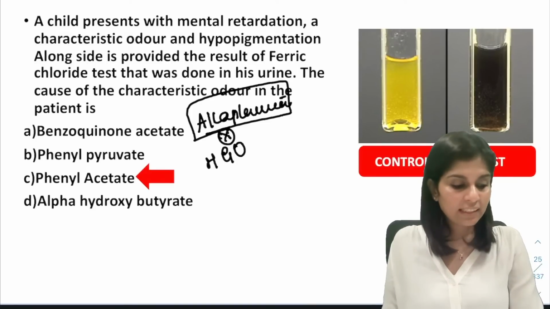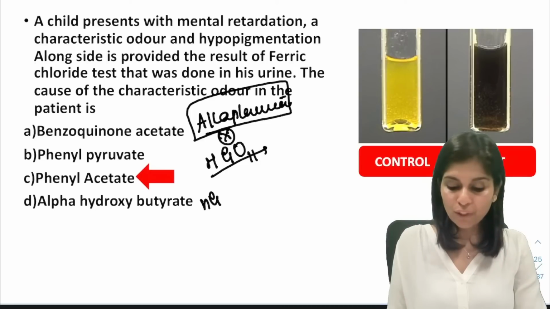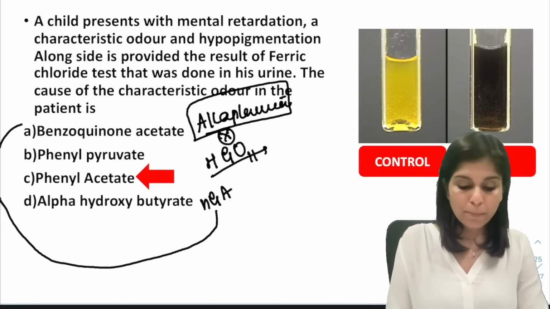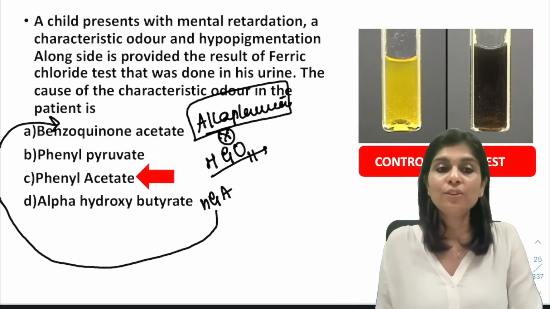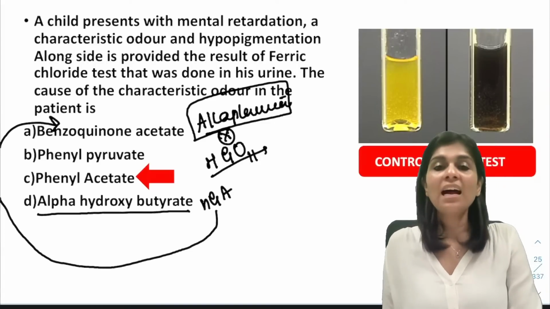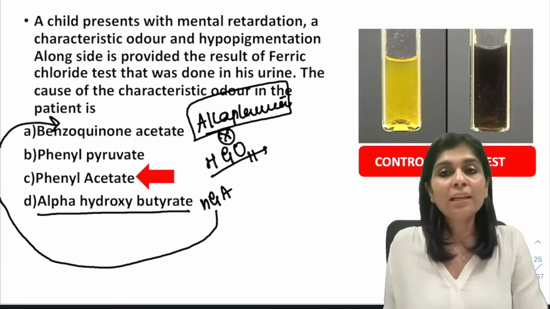Very good. Yes, Sneha. So when homogentisate oxidase is defective, homogentisic acid accumulates, that on oxidation forms benzoquinone acetate. It has got nothing to do with phenylketonuria. Where will you see alpha hydroxybutyrate? Alpha hydroxybutyrate is a feature of methionine malabsorption.